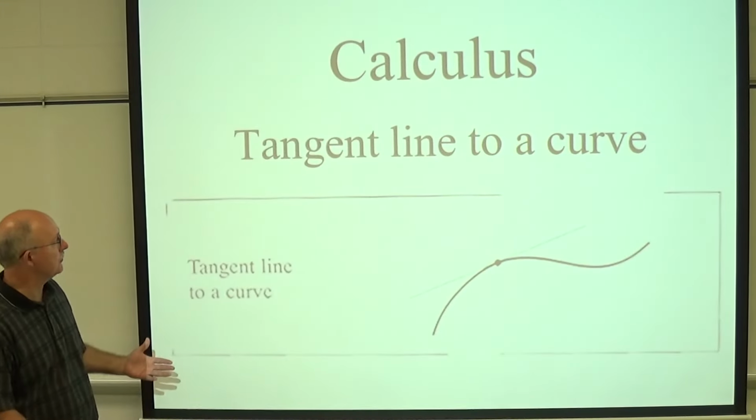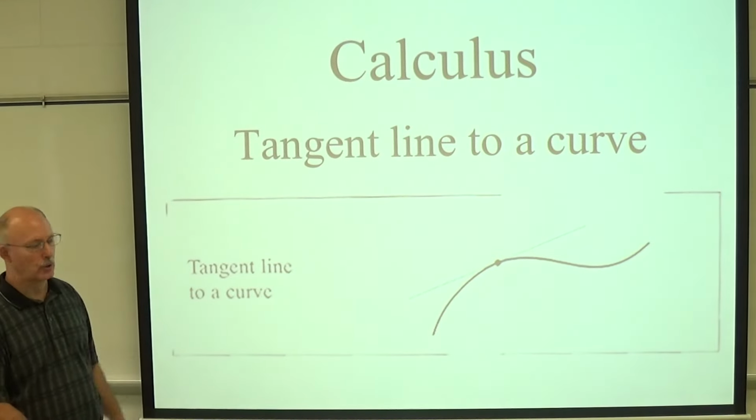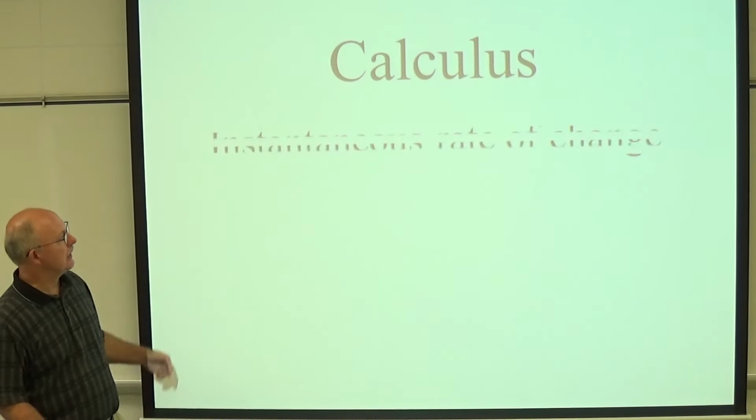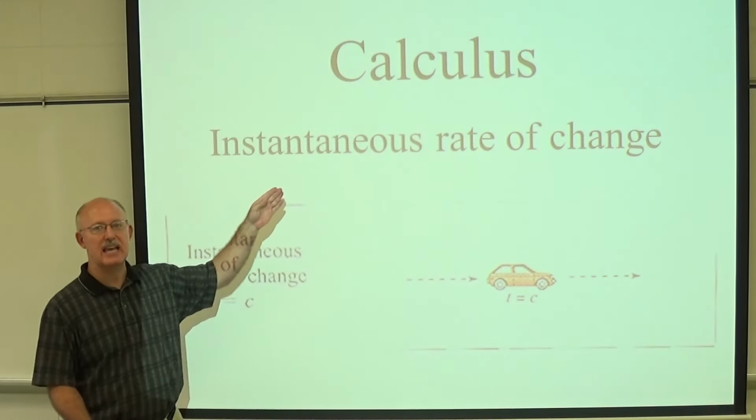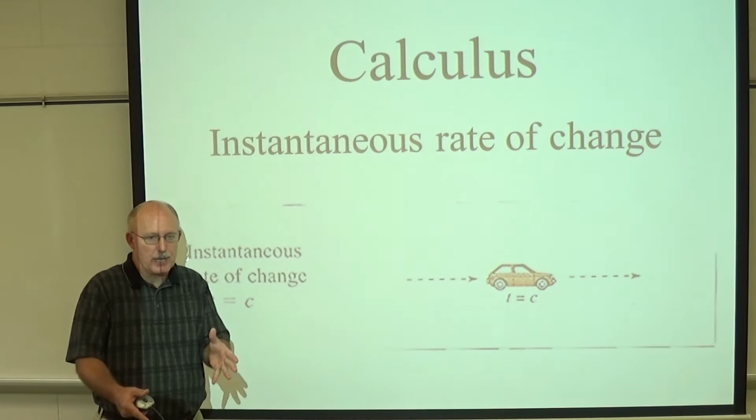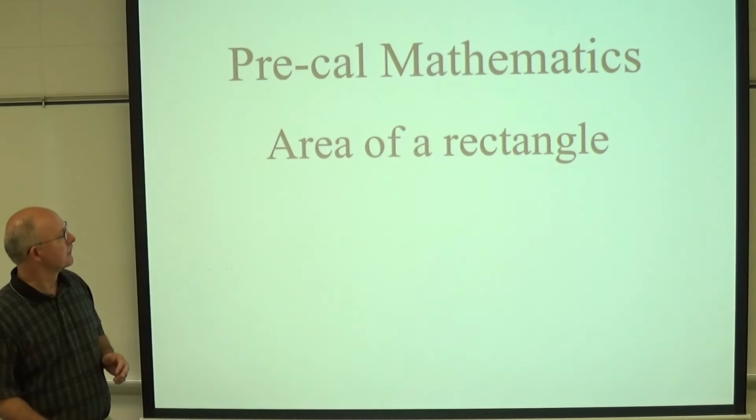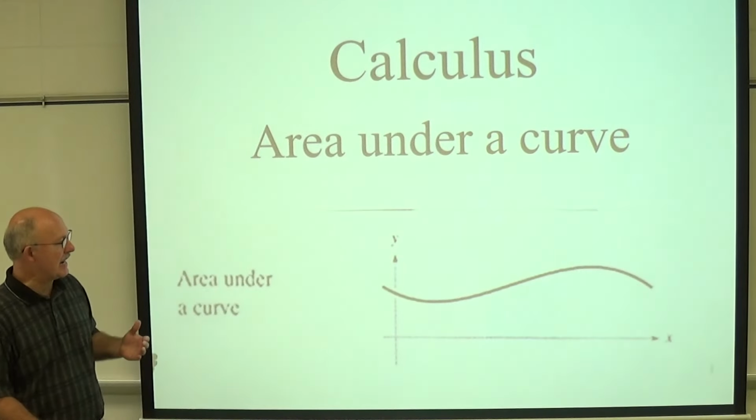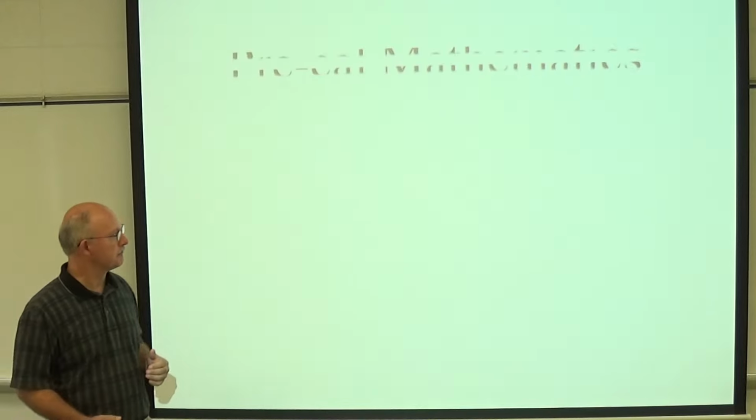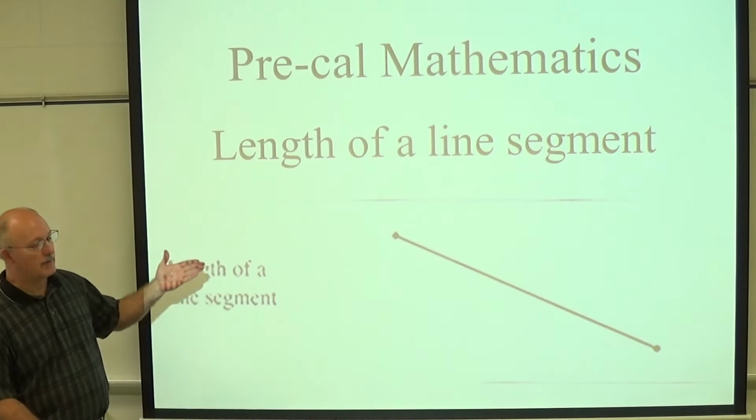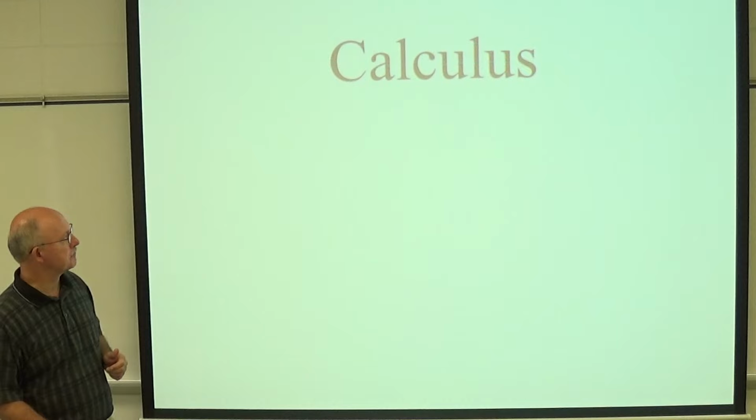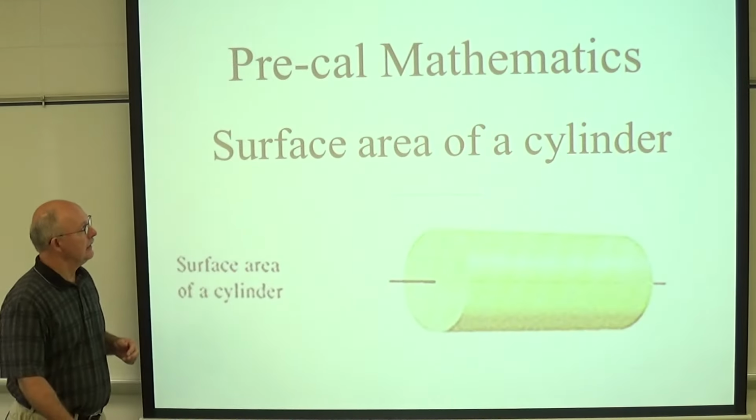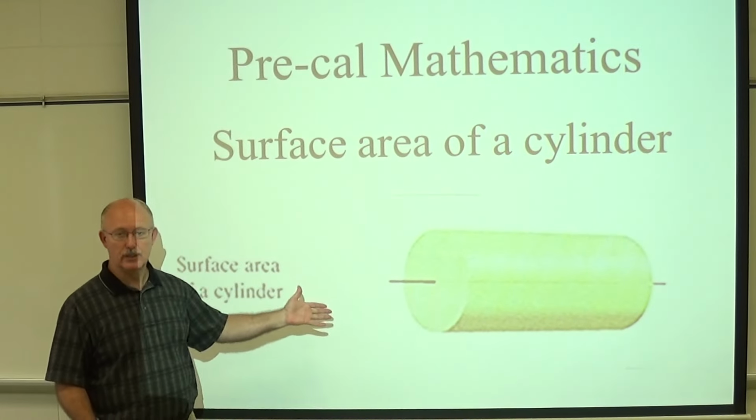Well, in calculus, you would find the tangent line to a curve. In pre-calculus, you would find the average rate of change. Now, in calculus, we can find the instantaneous rate of change, so the rate of change at a particular moment in time. In pre-calculus, you would find the area of a rectangle. Well, in calculus, you would find the area under a curve. In pre-calculus, you would find the length of a line segment, the distance formula. In calculus, you would find the length of an arc. In pre-calculus, you would find the surface area of a cylinder.